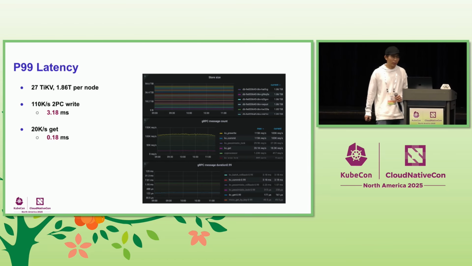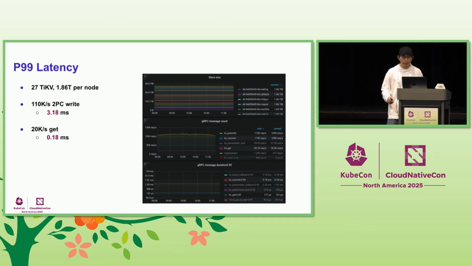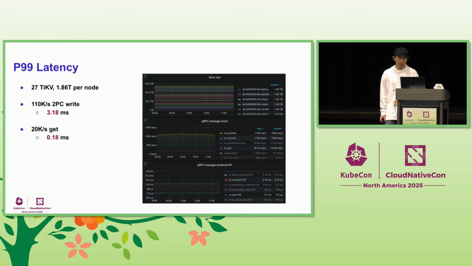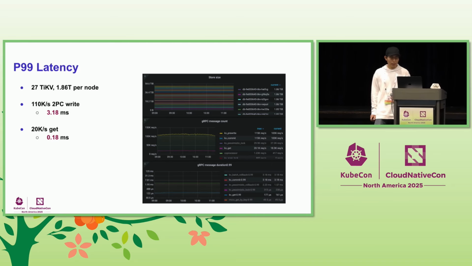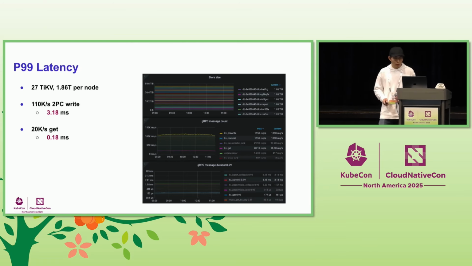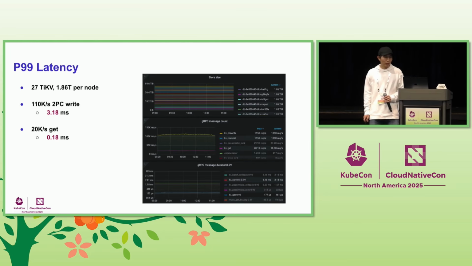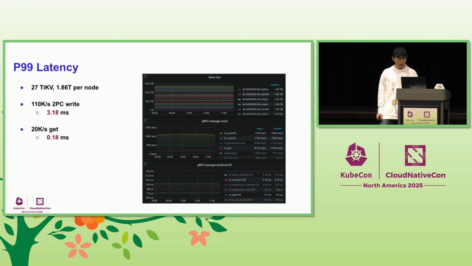And let's see some numbers. This is a cluster with around 50 terabytes of data, and there are 27 TiKV nodes, and each of them has 1.8 terabytes of data. The write QPS is around 100,000 per second. This is 2PC, pre-write and commit, so actually it's 200 some thousand writes per second to TiKV. And there are 20K get queries.